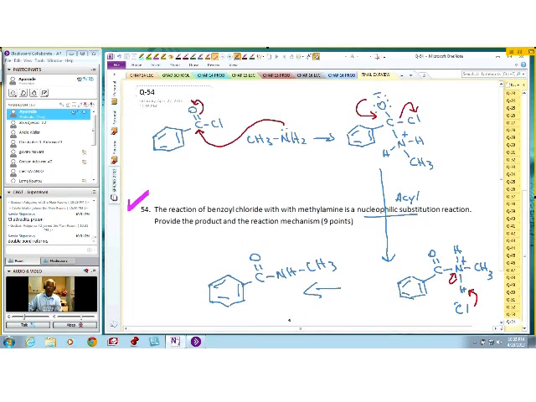Okay, plus HCl. So that is the product of this reaction, and we have also given you the mechanism.